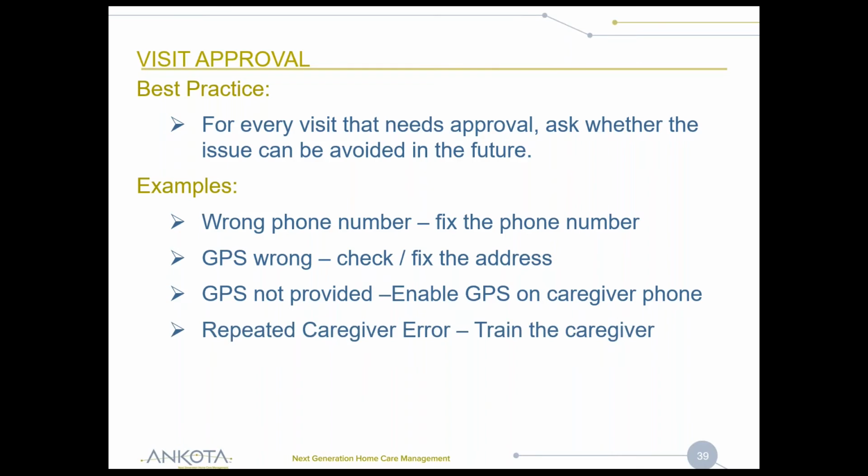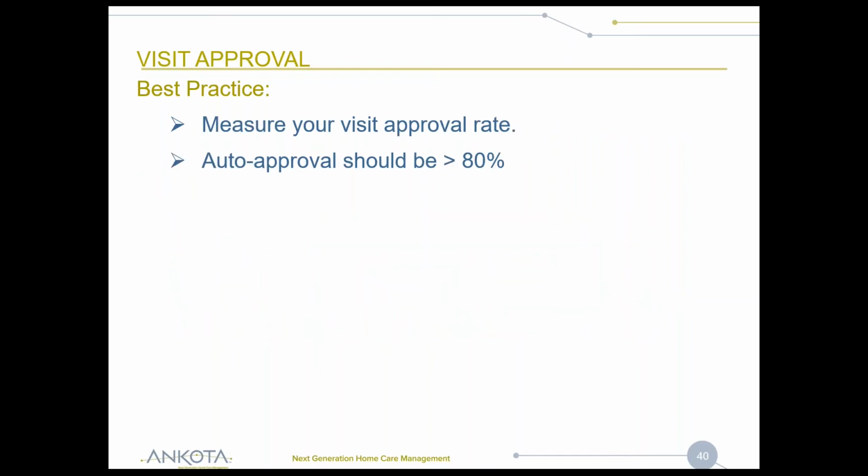All right, and then repeated caregiver error. Again, try to train the caregiver. Try not to put up with it all day long. And it's really important to look at your approval rate. And again, the auto approval rate should be greater than 80% on day one. And like I said, with most of our agencies, they're well over 90% a little bit down the road.